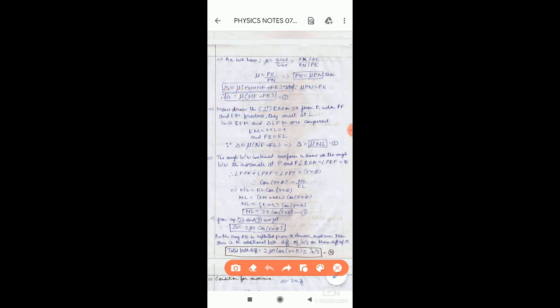Now draw the perpendicular EM on OA from E. When PF and EM are produced, they meet at L as shown in the figure. The right angle triangles EFM and LFM are congruent, so we get the result EM equals ML equals t, the thickness of the film, and EF equals FL. So the above equation becomes mu (NF plus FL). Since FE equals FL, the effective path difference becomes mu NL, equation number 2.